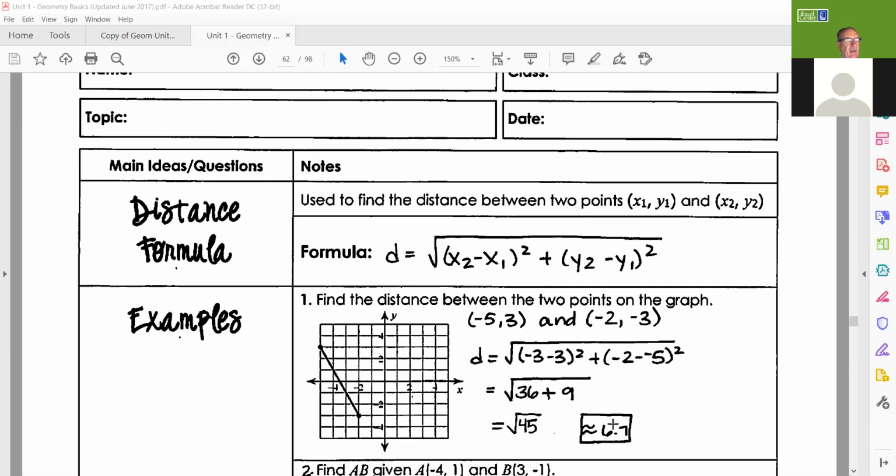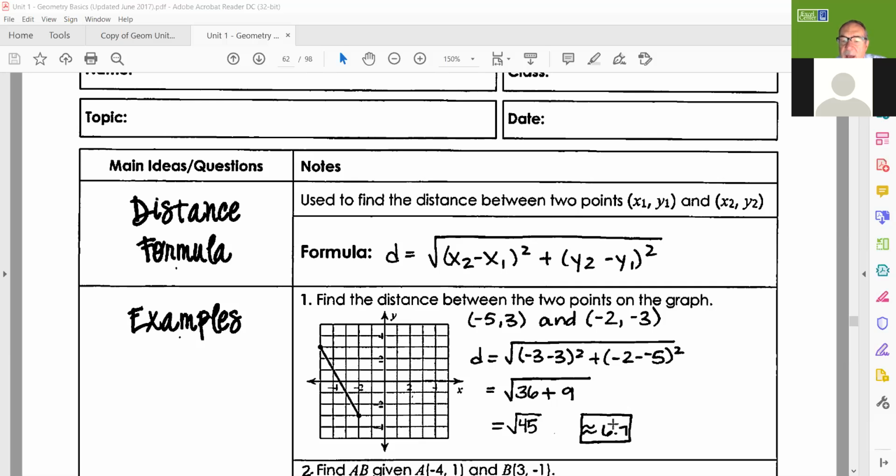If I can get mine to rotate. There we go. If I'm using my calculator, I'm going to tap on the square root symbol, hit 45, hit the equal sign. I get 6.708203932, and so on. A never-ending string of numbers.